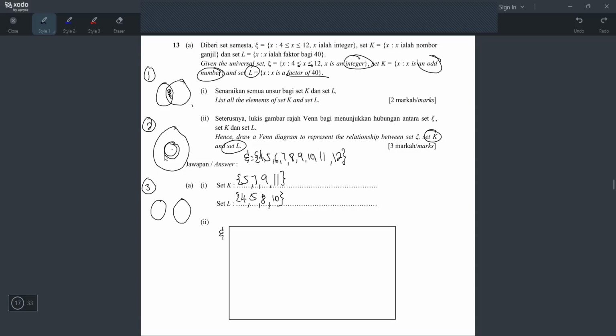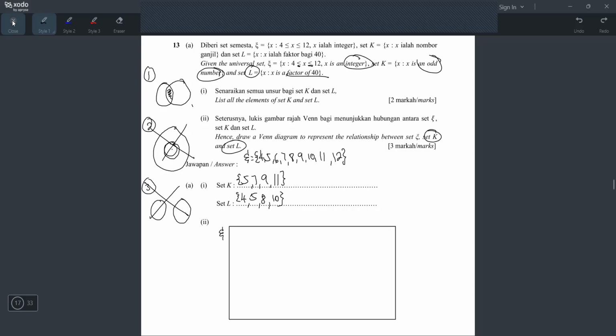I repeat. Number 2 we draw when all elements of set K are in L, or all of L is in K. And number 3, we draw when they have no intersection, when they have no elements in common. Number 2 I said just now is not correct, because I don't see all K elements in L or all L in K, so we cannot draw it like this. So this is the correct way to draw it.